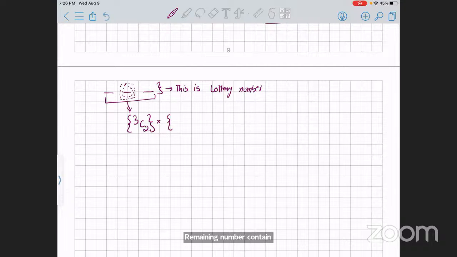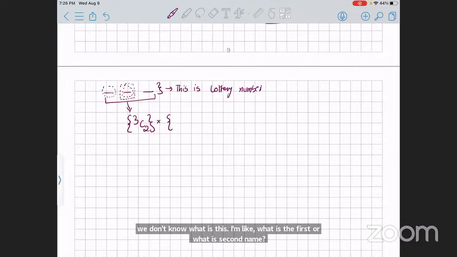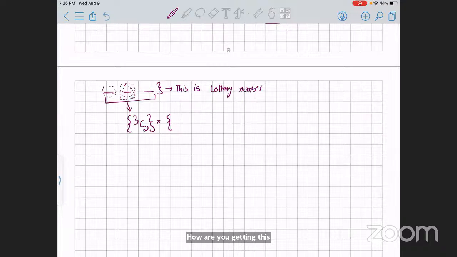If it's middle, then 10, right? Yeah. If it is first, it can only take 9. Only first 9, sir, and later 2 numbers can take 10. But we don't know what is this. I mean, what is the first or what is second? Are you getting this? We don't know this. Yeah, got it. How will you tackle this problem? How will you solve this problem?